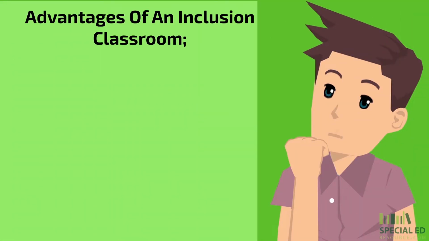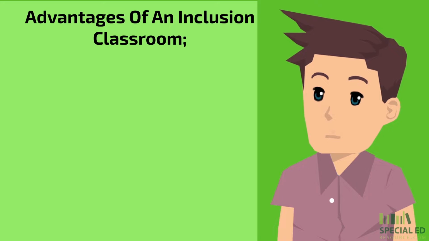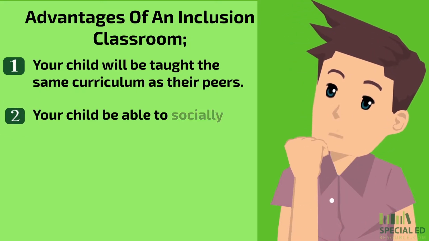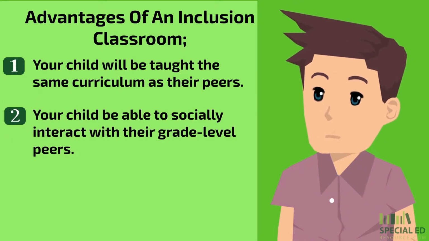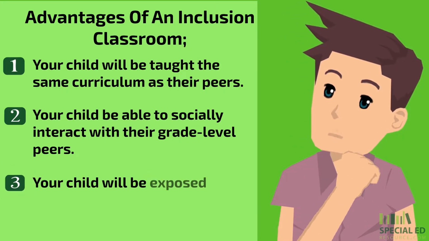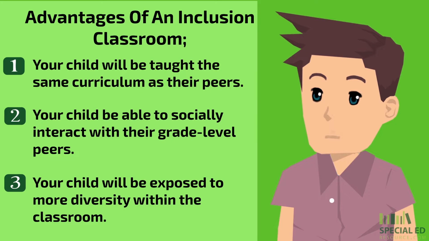Now that we've gone through what the term inclusion classroom refers to, let's look at some advantages and disadvantages of this particular classroom setting. Start with the advantages of the inclusion classroom. They are, number one, your child will be taught the same curriculum as their peers. Number two, your child will be able to socially interact with their grade level peers. Number three, your child will be exposed to more diversity within the classroom.